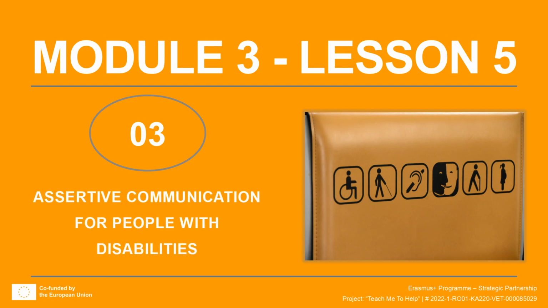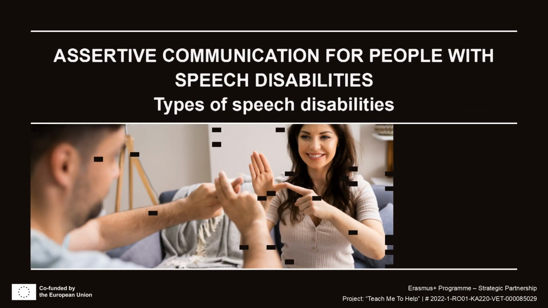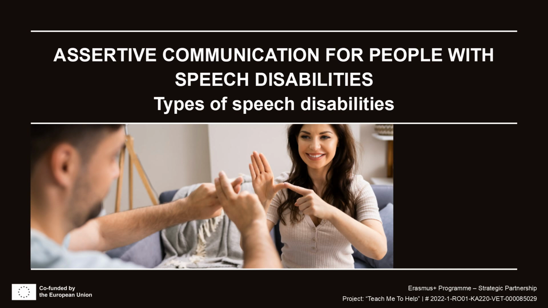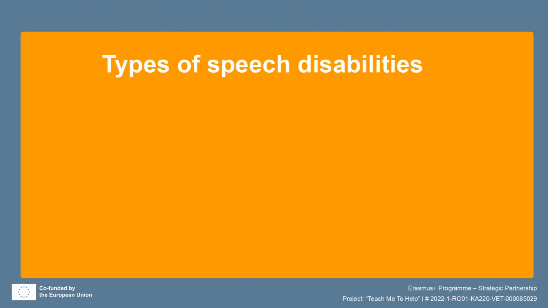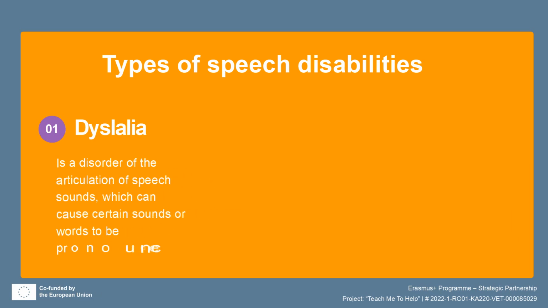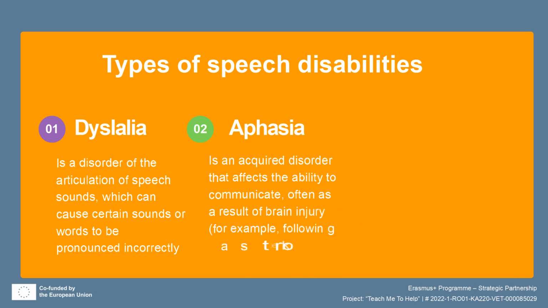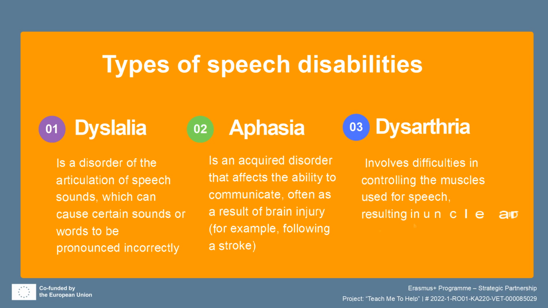Three, assertive communication for people with disabilities. Assertive communication for people with speech disabilities. Types of speech disabilities. Dyslalia is a disorder of the articulation of speech sounds, which can cause certain sounds or words to be pronounced incorrectly. Aphasia is an acquired disorder that affects the ability to communicate, often as a result of brain injury, for example, following a stroke. Dysarthria involves difficulties in controlling the muscles used for speech, resulting in unclear or hard to understand speech.